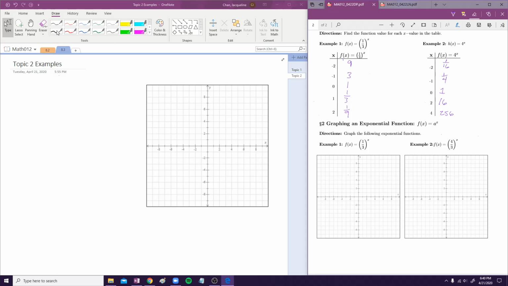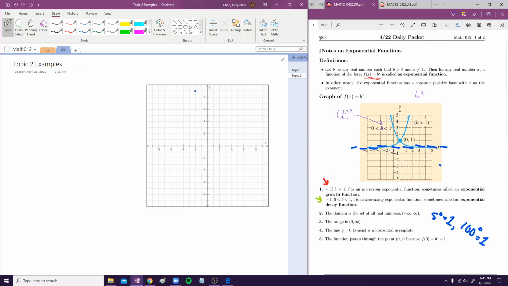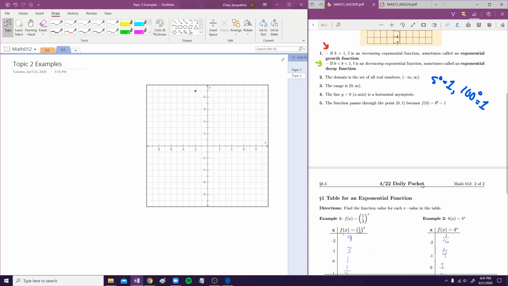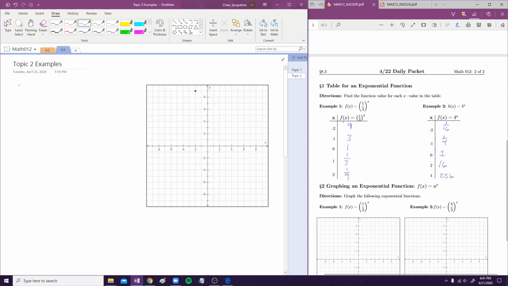Okay, sorry, I just thought of one more thing. So before we graph, one good thing to note is that we should use our notes for here. So in this case, what is b? b is 1/3. 1/3 is between 0 and 1.